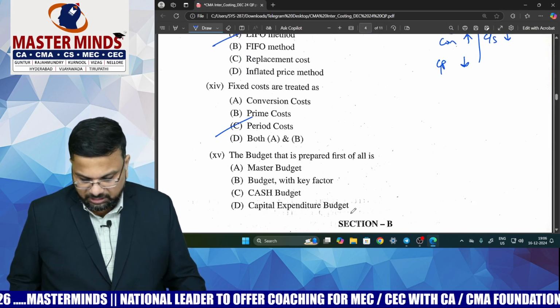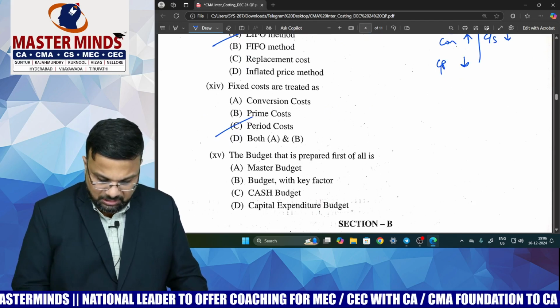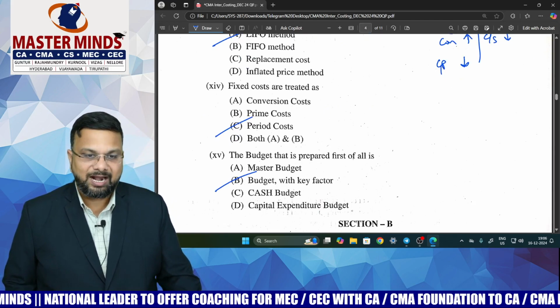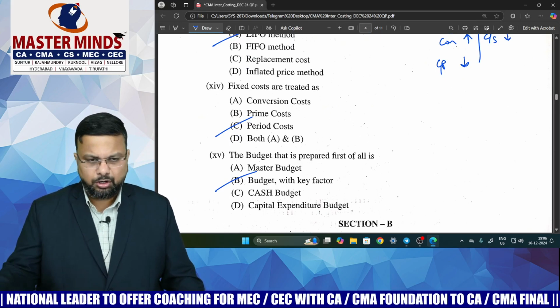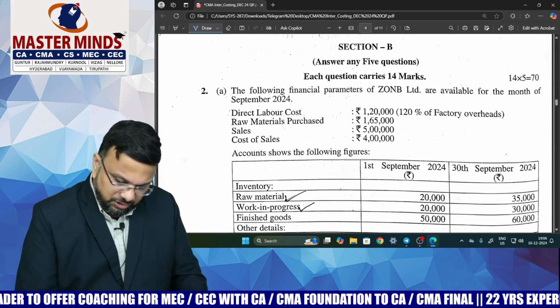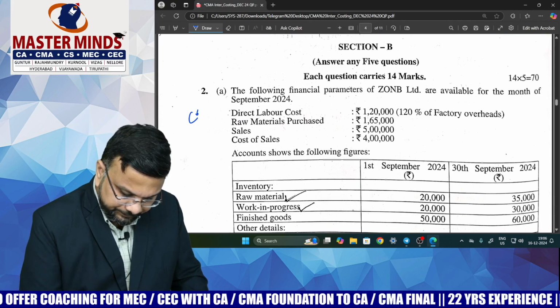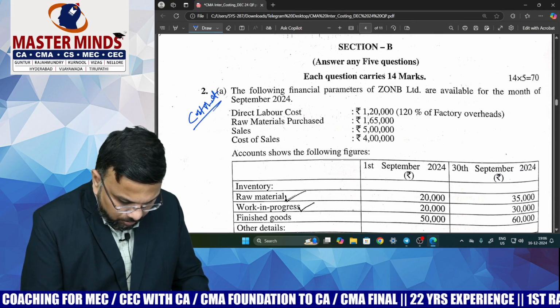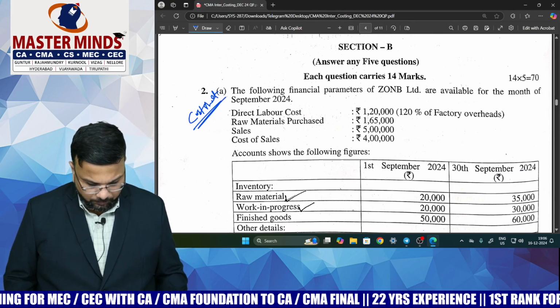Budget that is prepared first of all is called as budget with key factor. So MCQs are quite easy. Apart from one or two, you can easily answer the remaining MCQs. Let us see section B. First problem is from cost sheet. It's a straightforward problem. There is no complication at all in that particular problem.